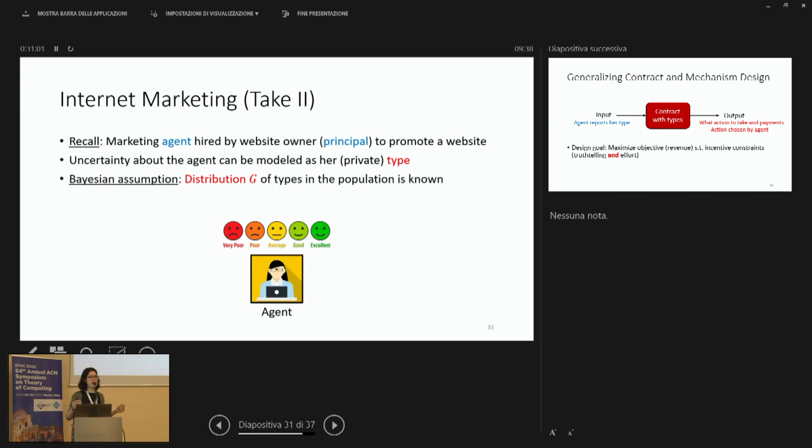I'm going to assume a Bayesian assumption that the distribution of agent types in the population is something that I know. Hopefully, going forward, as this area of research evolves, we can replace this by some learning methods, learning the population instead of assuming that it's somehow known.